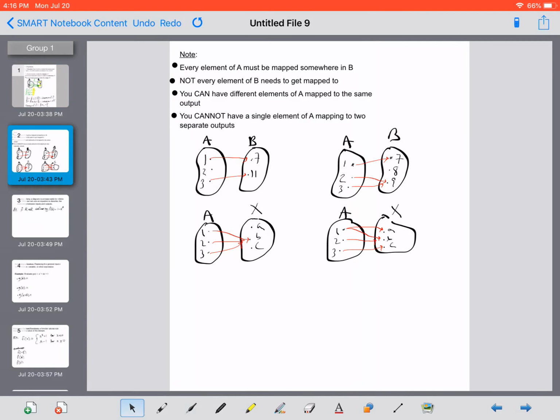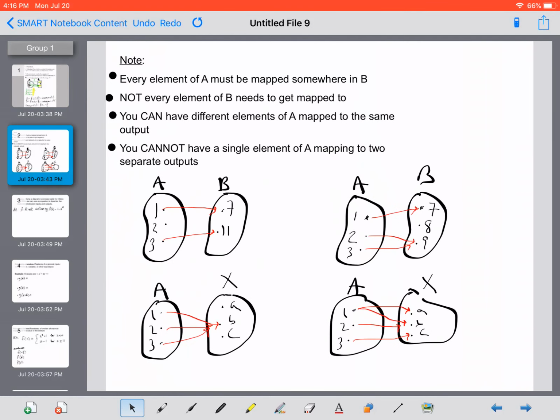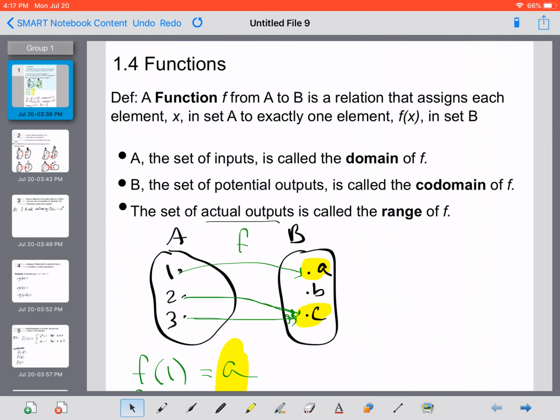Let me zoom in for a second. First of all, every element of A, that's the domain, has to go somewhere in B. It can't be mapped to something outside of B, and it can't be undefined. Second, not every element of B needs to get mapped to. If we go back to our example on the last page, we had that element little b in the codomain and nothing mapped to it. That's okay, that's allowed.